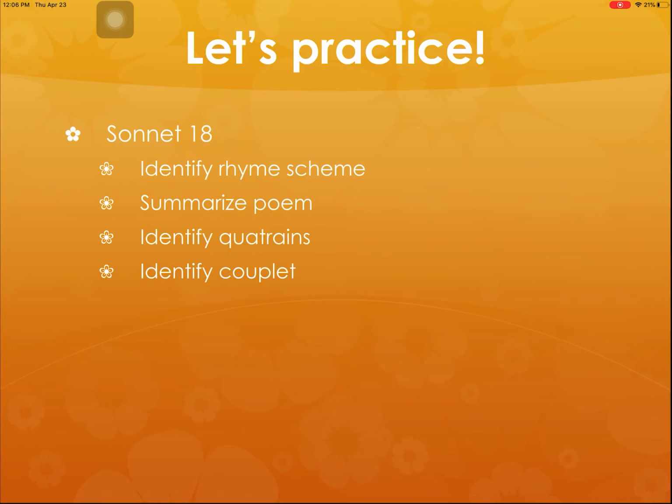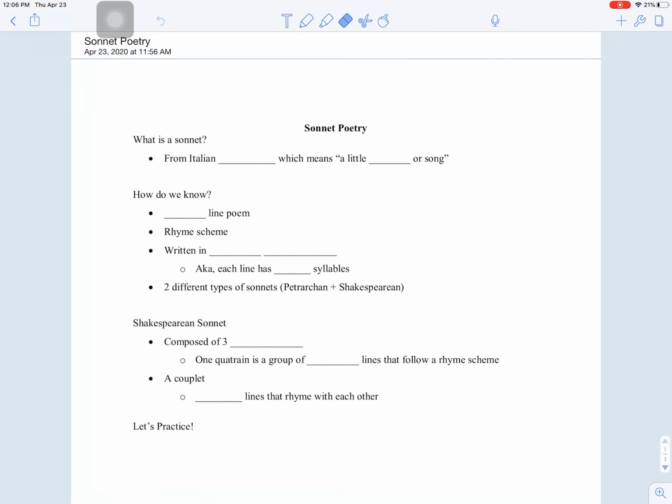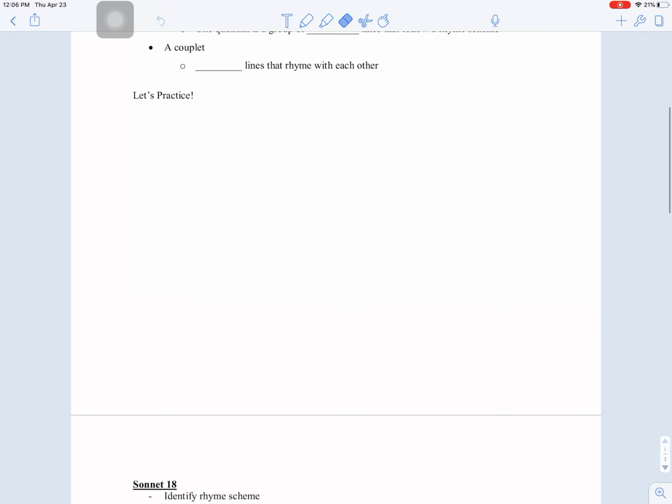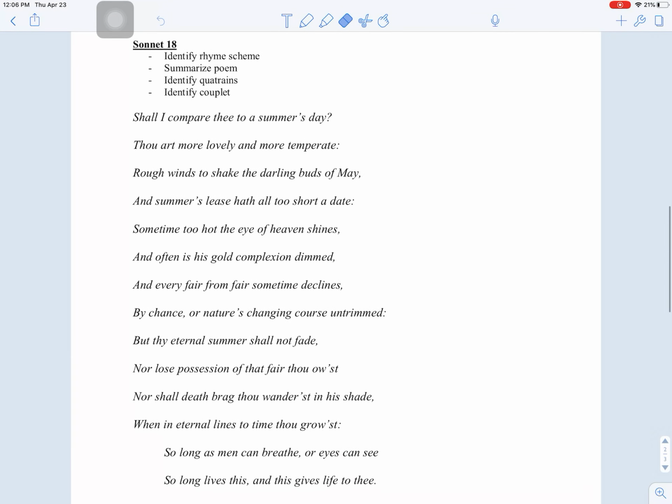So we are going to practice this by reading Sonnet 18. Hopefully you already have your worksheet open in front of you. So what we're going to do is just like we always do. We're going to read Sonnet 18 one time through. Don't feel like you need to annotate anything. We're just going to take it for what it is, and then we'll break it down. So here we go. Sonnet 18 by Shakespeare.